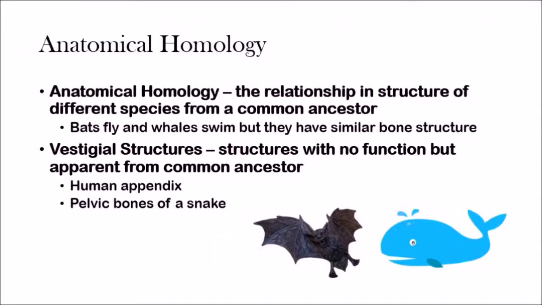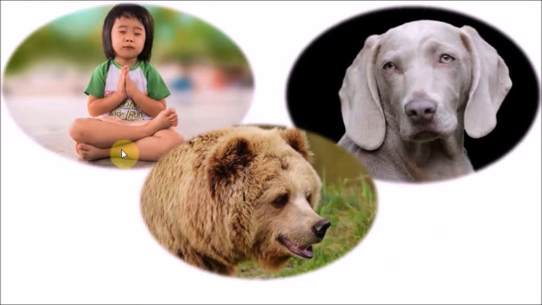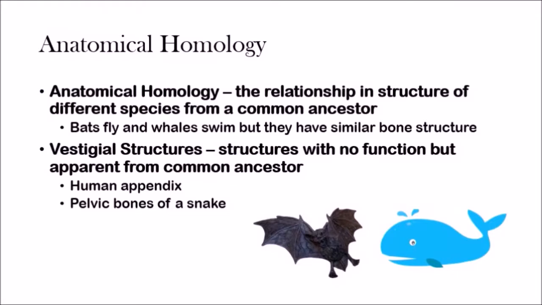There's actually two types of homologies. The first is anatomical homologies, and we kind of already talked about that, but let me get into it. Anatomical homologies are relationships in the structure of different species from a common ancestor. So the bone structure that we saw here with these organisms is an example of an anatomical homology. Another example for you here: bats fly and whales swim, but they both have the same bone structure, believe it or not, even though they're completely different organisms when you look at them. Because they're both mammals, they have the same bone structure.